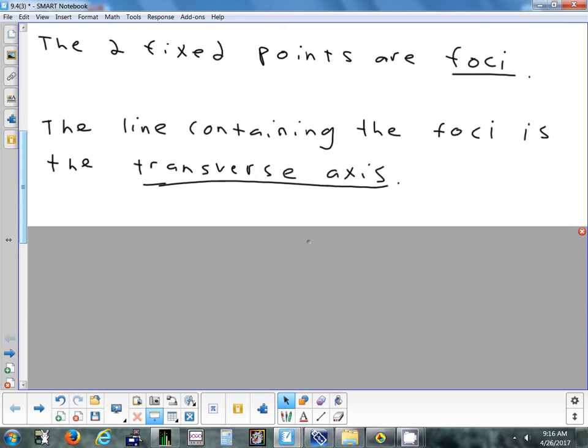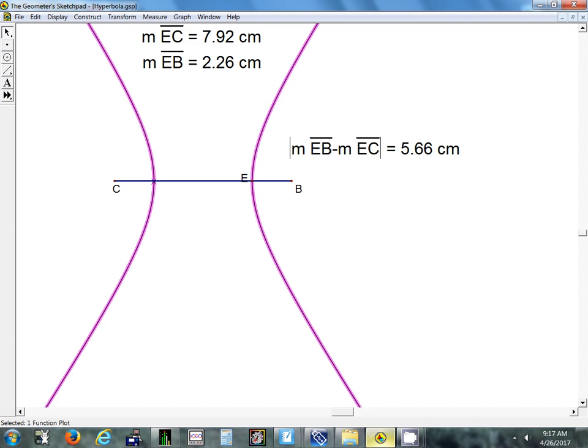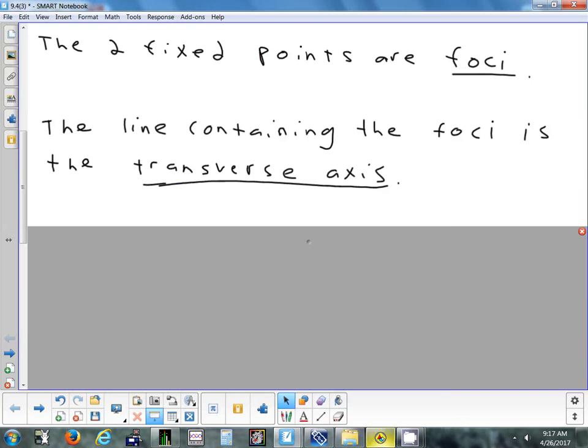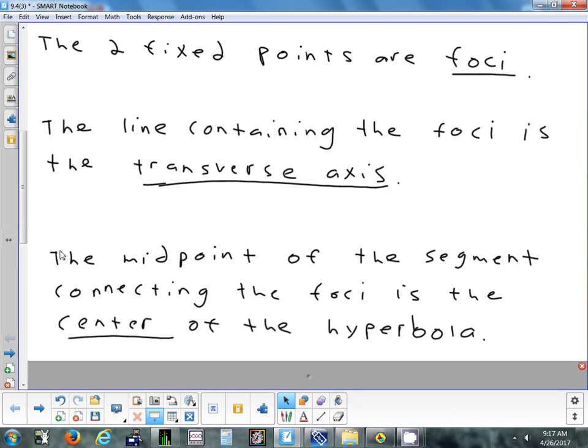The way I remember that it's transverse is, to me, transverse kind of looks like the word traverse. And traverse means to go across something. Like if you traverse the bridge, you go across it. And this is the axis that goes across the hyperbolas. It connects them. It goes across them. So that's how I remember it. It's the transverse axis.